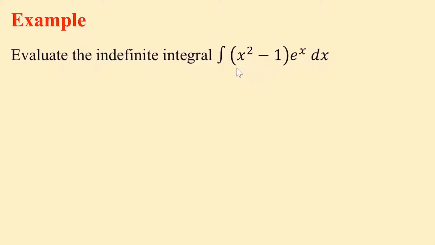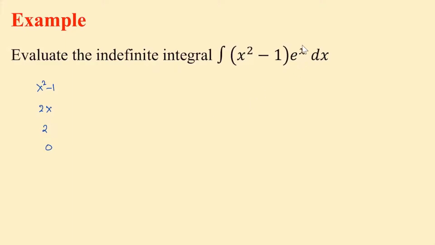What we do is we select the function which will ultimately go to 0 by continuously finding its derivative as u, or the first function. So your first function is x squared minus 1. Because if you find the derivative of this one continuously, it will go to 0. That is, in the next step, x squared minus 1, if you find the derivative, it will be 2x. If you find the derivative again, it will be 2. If you find the derivative again, it will be 0.